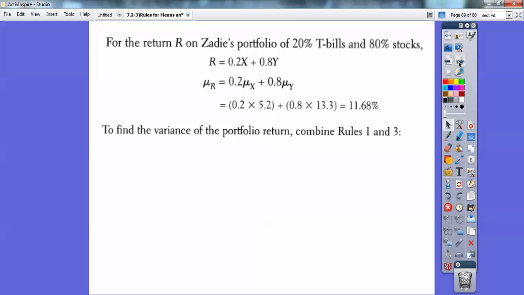Okay, easy enough. To find the variance in portfolio returns, we're going to combine rules 1 and 3. There's the formula that I showed you a couple slides ago, so we're going to use that. And when we plug it in, remember the 0.2. We got that from this formula. I think I put it right there.